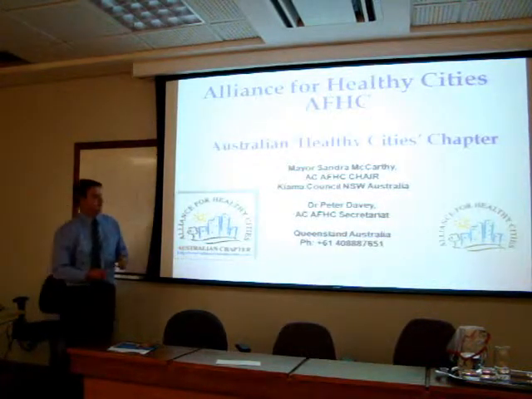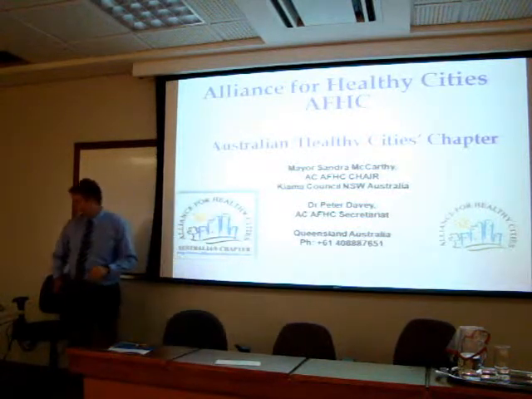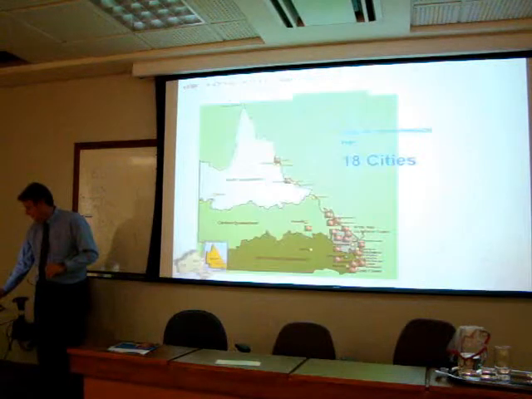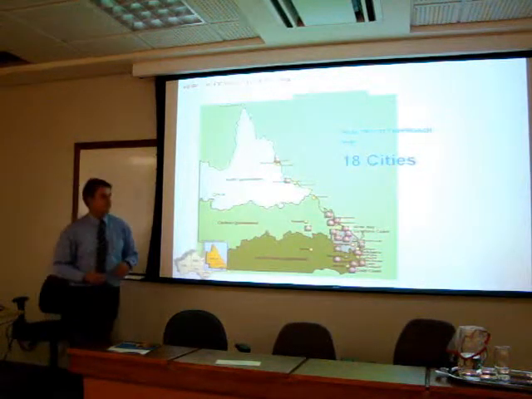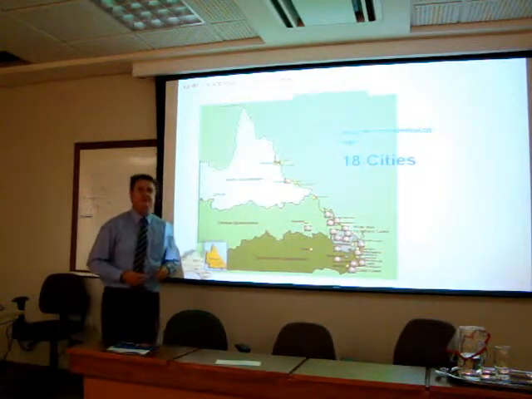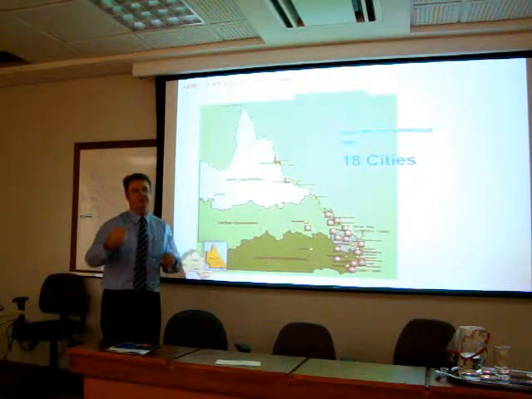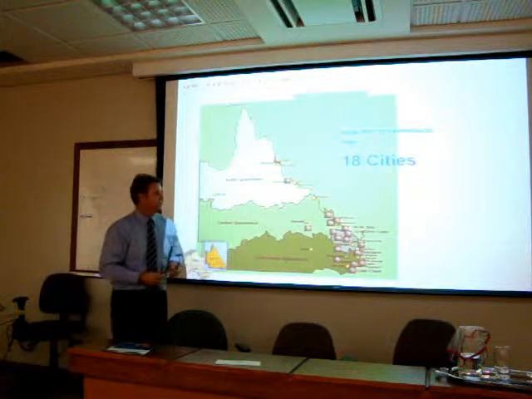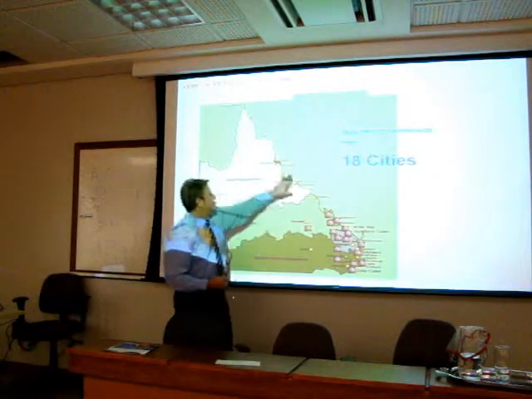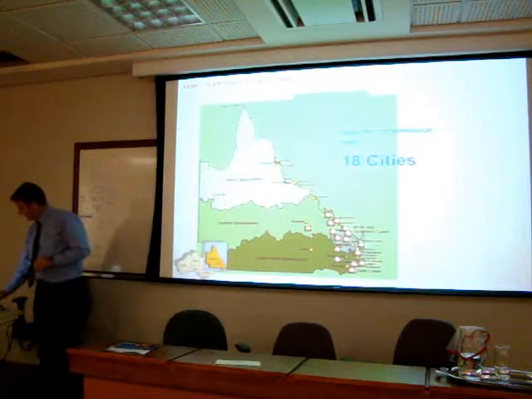This is the Alliance for Healthy Cities. I'm the Secretariat of the Australian chapter. We have about 12 cities in Australia working on the chapter at the moment, and we've got 18 cities specifically in Queensland. All of these cities have developed a public health plan or a community plan based on WHO thinking. And so it's partnership based, and this is Gold Coast, Brisbane, and this is up to Townsville, which is an industrial city. I'll quickly just show you that.